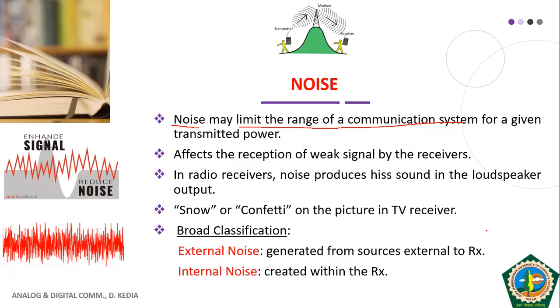So for a given transmitted power, the range of the communication system, or the distance for which your communication system is able to communicate, may also become small. And as I told you, noise affects the reception of weak signals. Obviously at the input of the receiver we are receiving weak signals. That's why noise adversely affects the reception of weak signals.